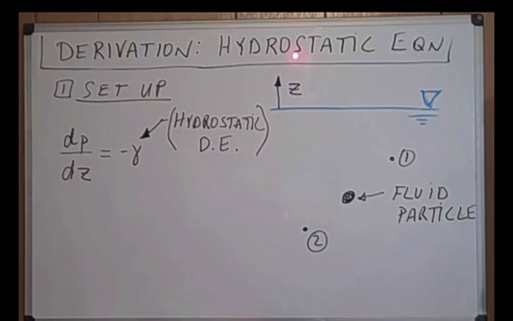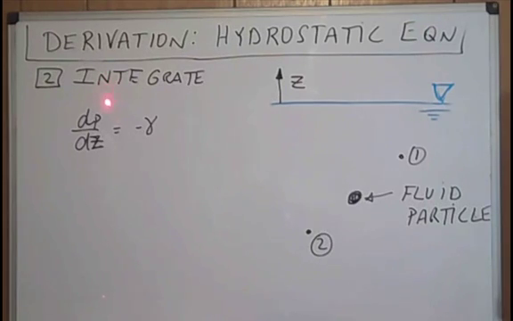Derivation, hydrostatic equation. Step 1, setup. Define an arbitrary body of fluid. Identify point 1 and point 2. Identify a fluid particle at an arbitrary location. Assume hydrostatic conditions, then the hydrostatic differential equation applies.